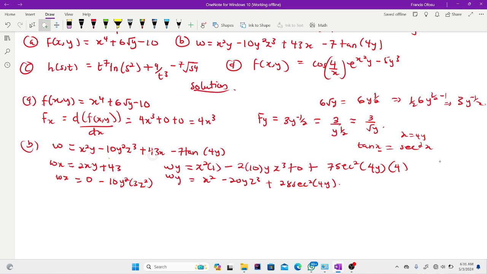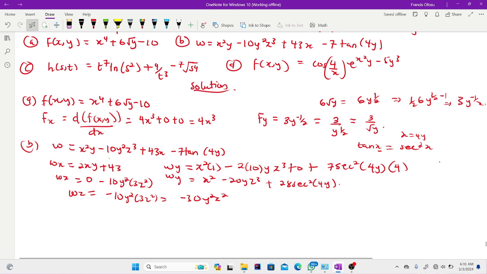For this one, 4x, I don't have any z in it, so it's 0. Then for this last part, negative 7 tan 4y, I don't have z, so it's also 0. So my wz is equal to negative 10y squared times 3z squared, which is the same as negative 30y squared z squared, like that. So at this point, you move to the next question.